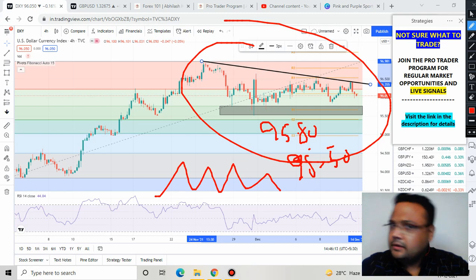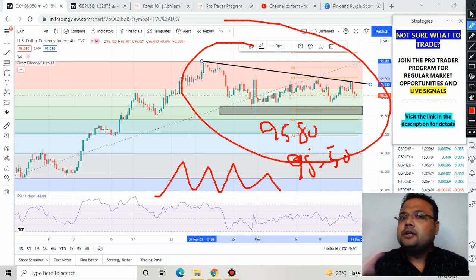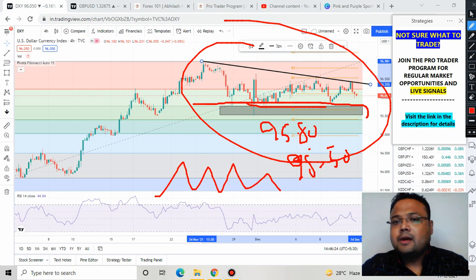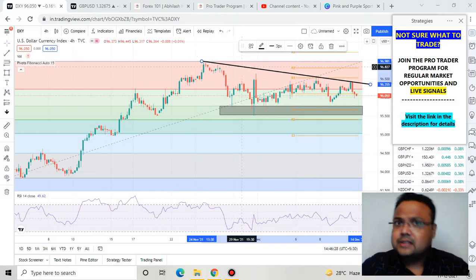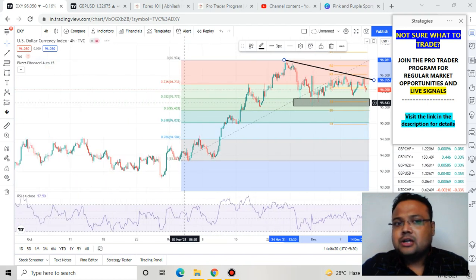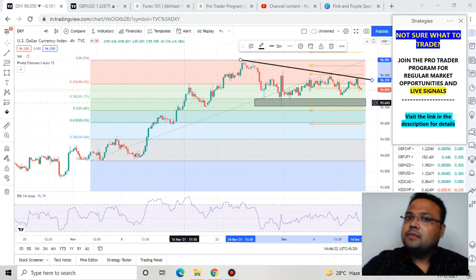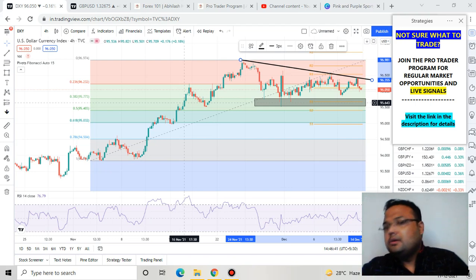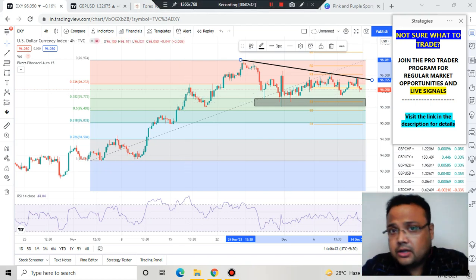So in case DXY witnesses some selling pressure in the coming week, there is a good possibility that market will be bouncing from this particular level, because overall this level has been acting as a very strong support for the market for quite some time. And this trend line is acting as a resistance. If I zoom out the chart, we can see overall DXY is very bullish. Right now there is consolidation, but in a market structure like this, there is a good possibility of market going up again after the consolidation.